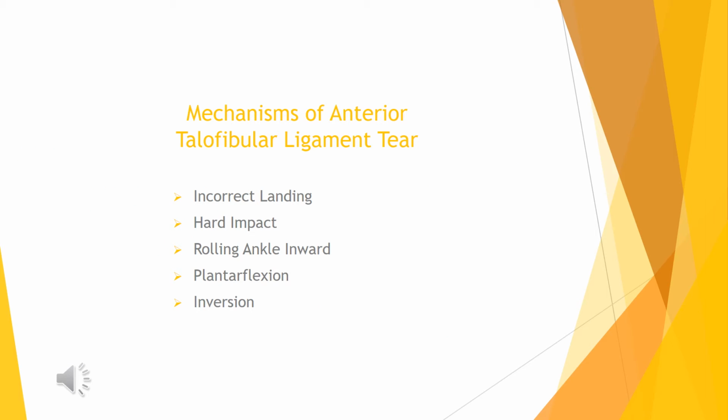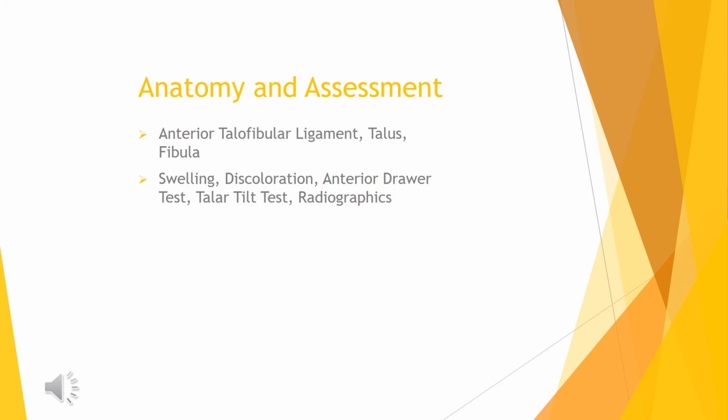Some mechanisms of an anterior talofibular ligament tear are incorrect landing, hard impact, rolling the ankle inward, plantar flexion, and inversion. Most often, a softball player will experience an anterior talofibular ligament tear when they are sliding into a base. The anatomy of the body that is included in an anterior talofibular ligament tear is the anterior talofibular ligament itself, the talus, and the fibula.